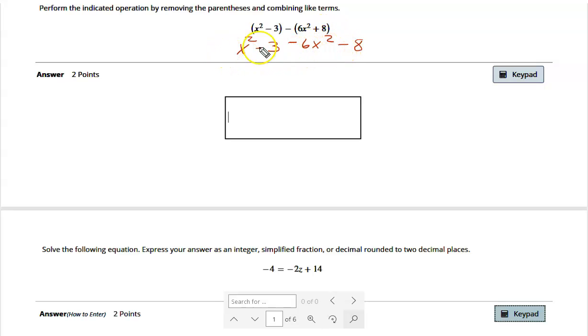And now it's a matter of, you can line them up vertically, which is a good idea, I think. Negative 6x squared. And then this is going to be a positive 1x squared. Remember, we don't write the 1 normally. I would suggest you do it when you're doing calculations. And then we have a plus 8 and a minus 3. So here you're going to end up with a negative 5x squared and a positive 5.